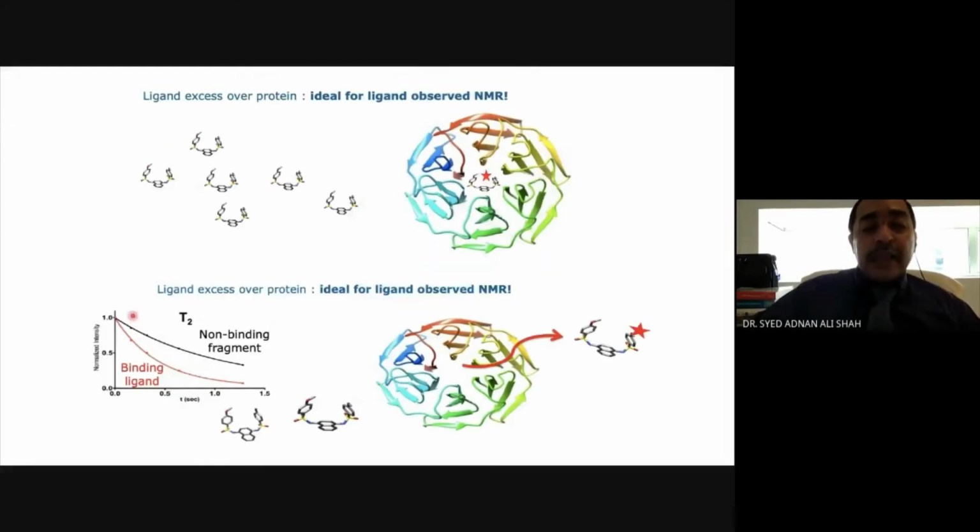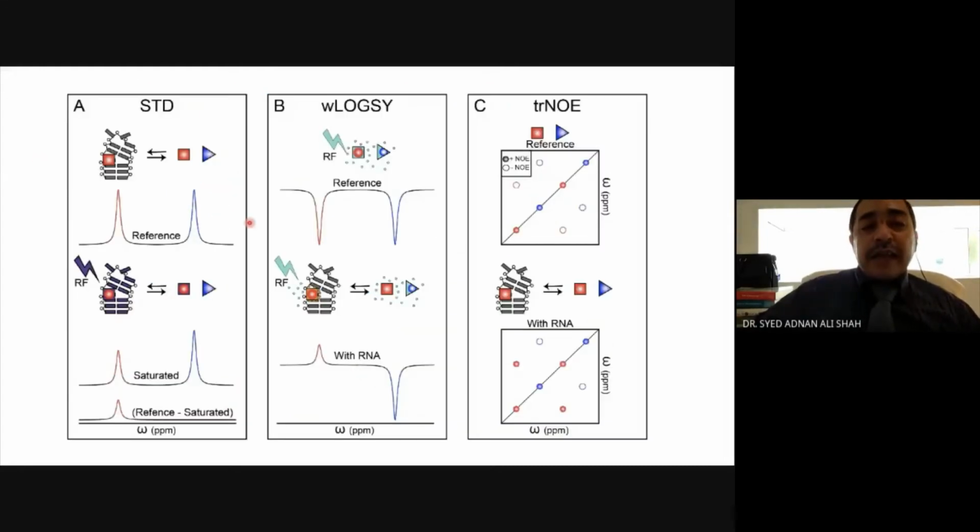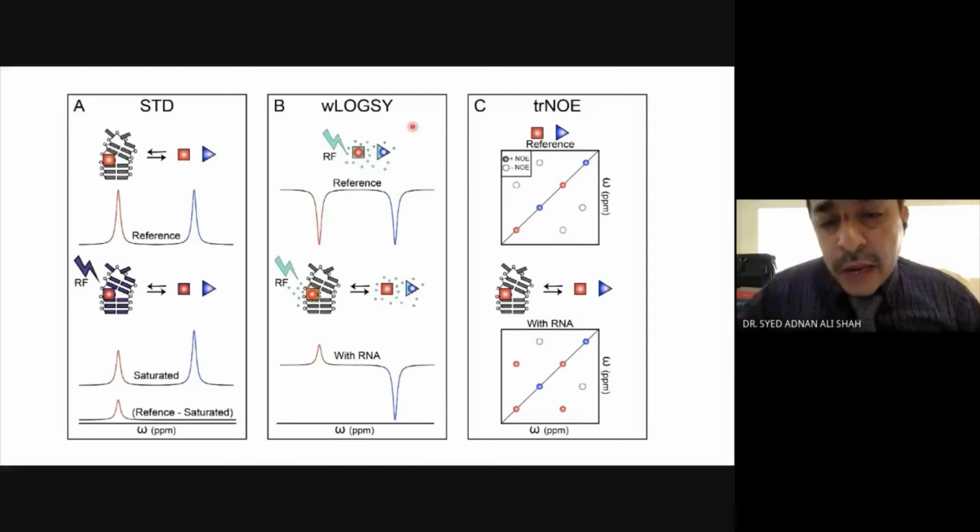So you can see this is the non-binding fragment, and this one is the fragment which binds, with respect to time. One can identify that this ligand has the ability to bind with the receptor, and this ligand does not. These are some of the techniques used for ligand-based or fragment-based screening: saturation transfer difference, WaterLOGSY experiment, and transfer NOE experiment.